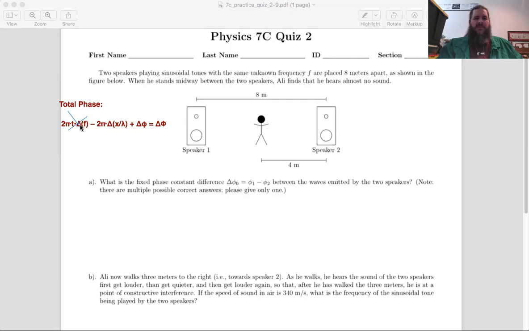So if the frequencies are the same, you can ignore the time term and everything else will be just a single value for all of time, unless, of course, you change the situation by moving around or something. Also, what do we know about the wavelength of both of these speakers?